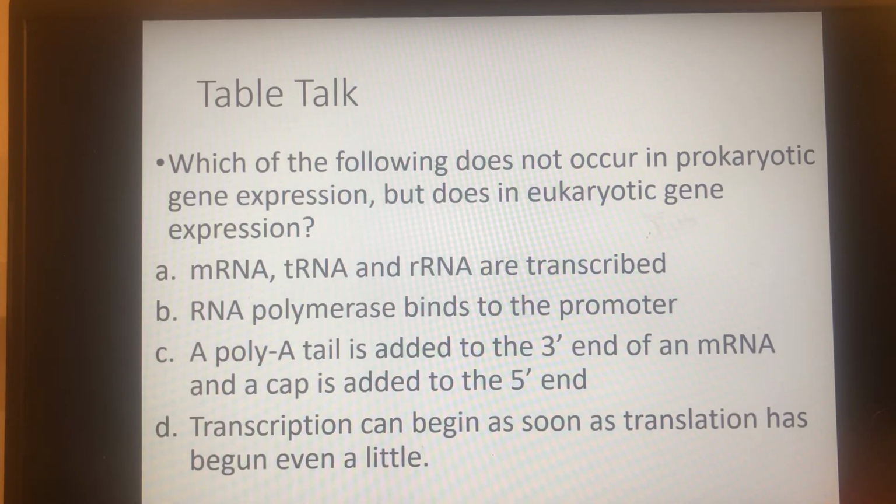Okay. Which of the following does not occur in prokaryote gene expression but does in eukaryote gene expression? Go ahead and pause so you can go through the selections and answer it. The answer is going to be C. In eukaryotic expression, we have a poly A tail added to the 3' end and a cap to the 5' end.